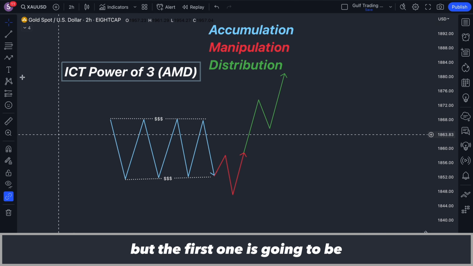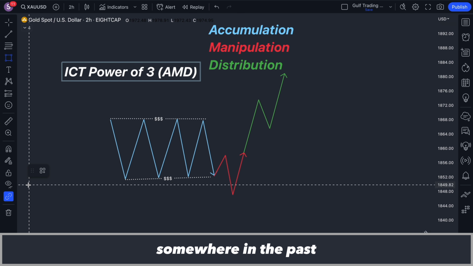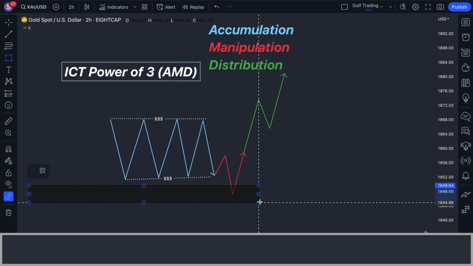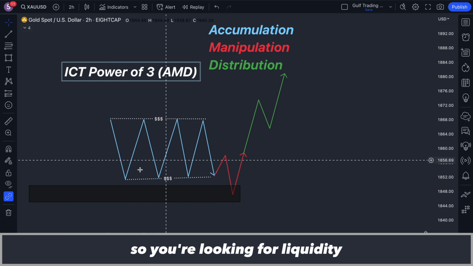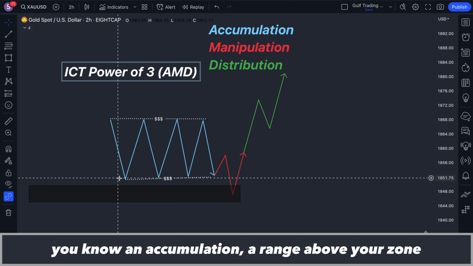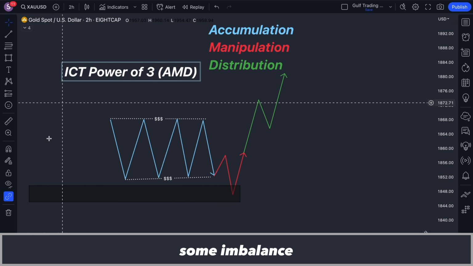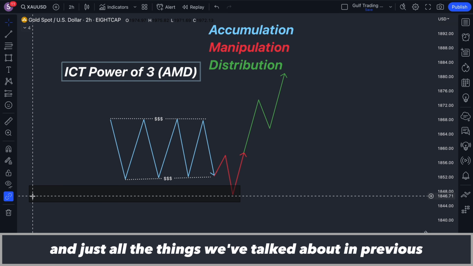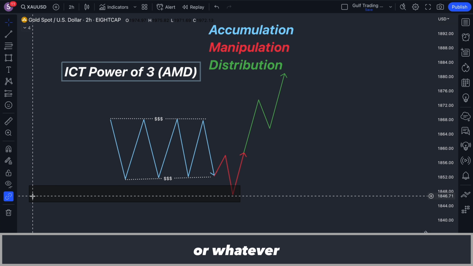But the first one is going to be looking for a demand zone somewhere in the past that aligns up below this accumulation phase. So you're looking for liquidity, an accumulation, a range above your zone, a clear demand zone in this case, with some imbalance, maybe some liquidity taken out before the demand zone, and just all the things we've talked about in previous videos and you've learned from maybe other YouTubers or whatever.